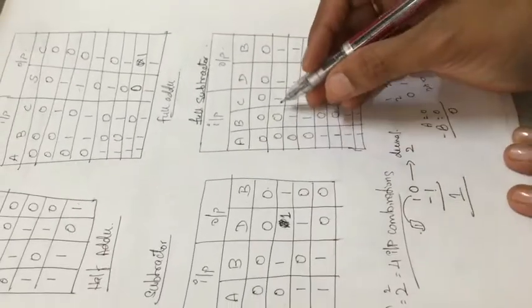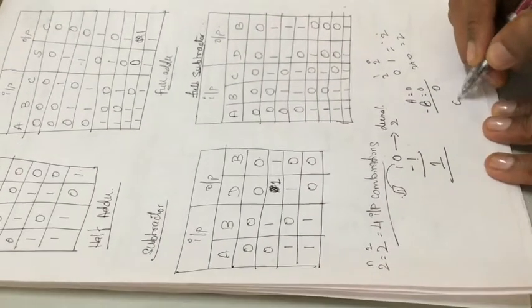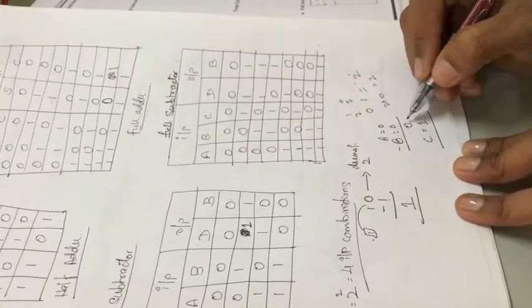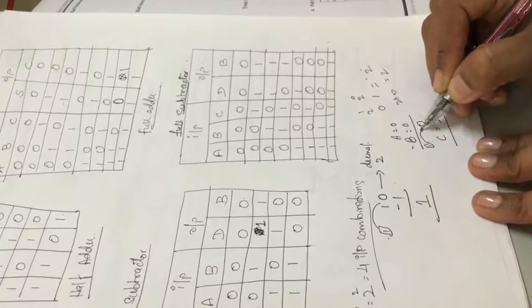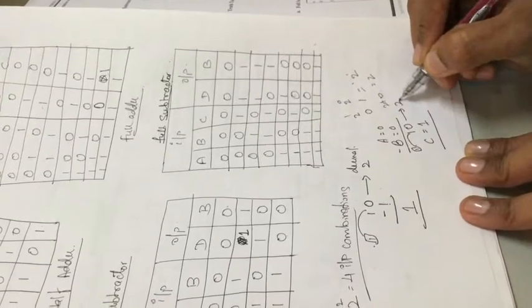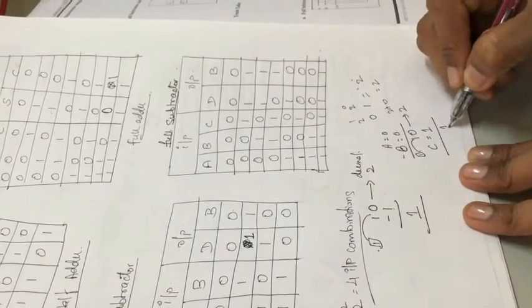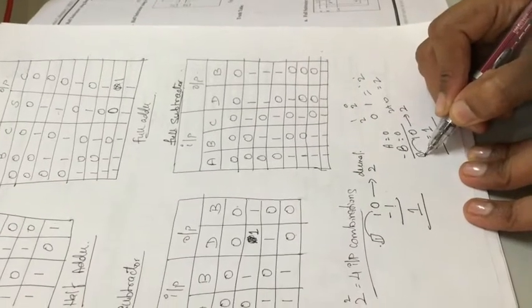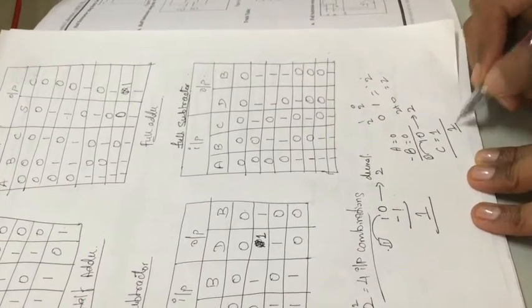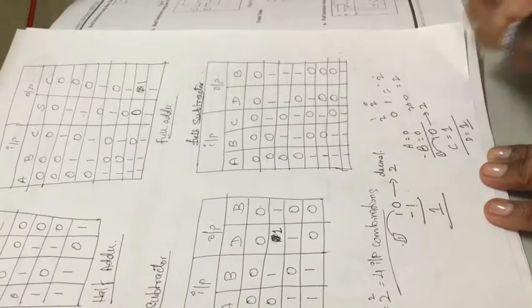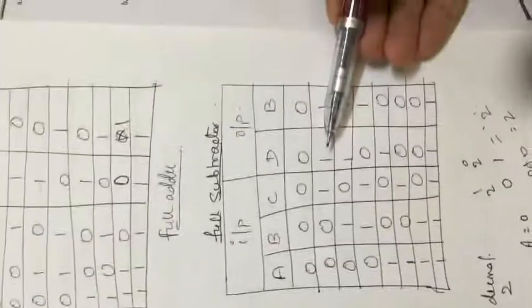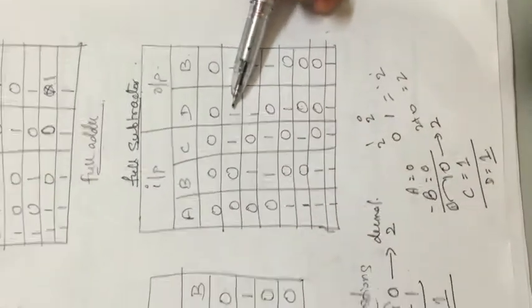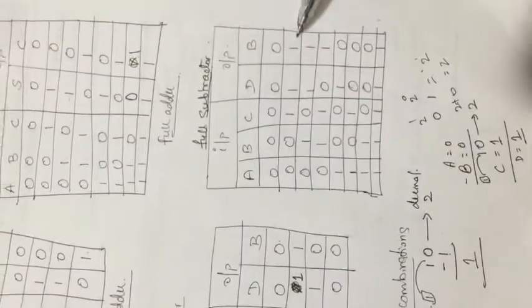Next, from this I have to subtract C. What is C? C is equal to 1. So when I subtract 1 from 0, I need a borrow. So this borrow is taken. Now this is the decimal equivalent of 2. 2 minus 1 is 1. So we took borrow as 1 and the difference is also equal to 1. So the values go like this: difference is equal to 1, borrow is also equal to 1.